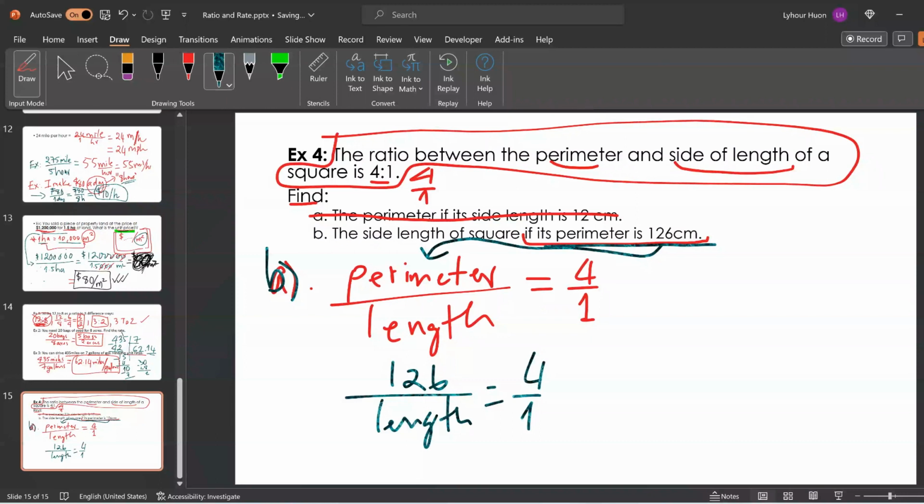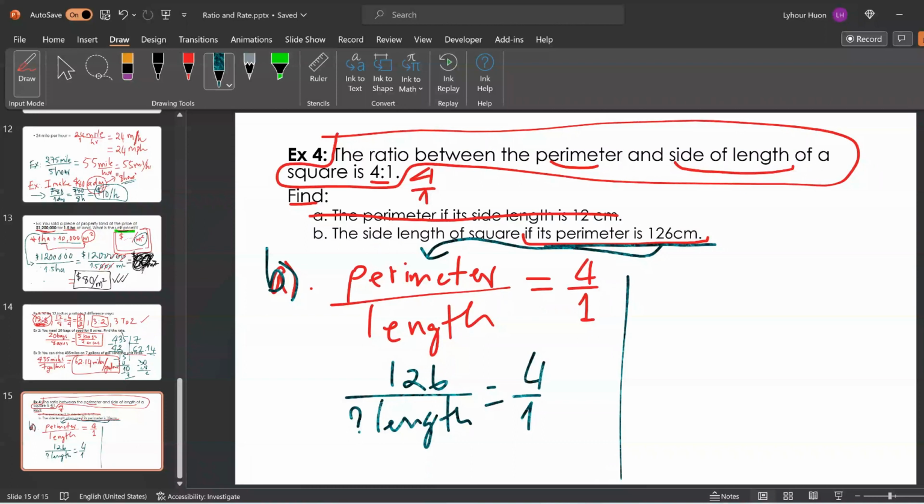Oh, wait, now I get it. To find the length, we use equations. Not division, it's an equation, right? Now, in order to solve this, how do we do it? Do we divide 126 by 4? Yes, I have the answer.